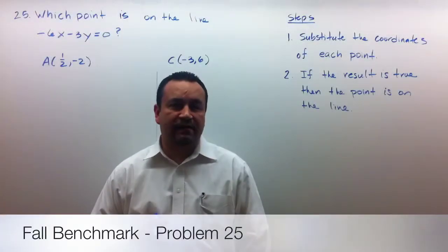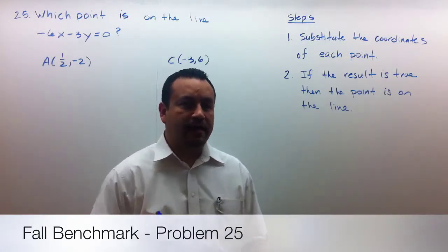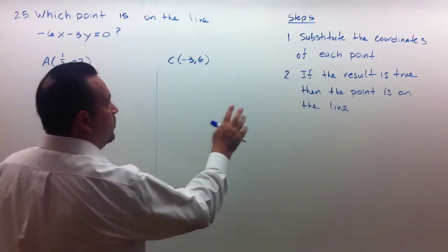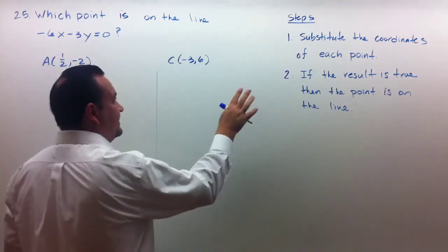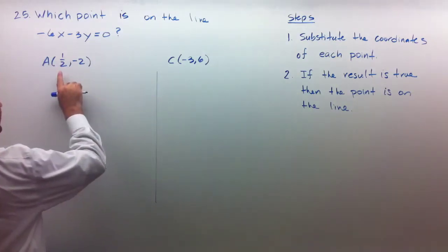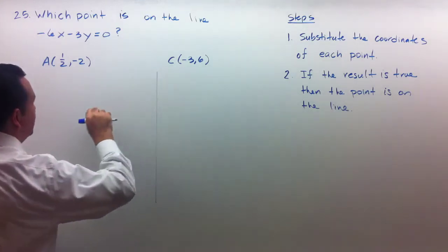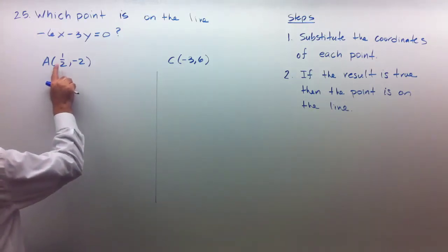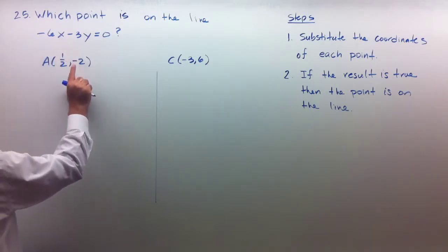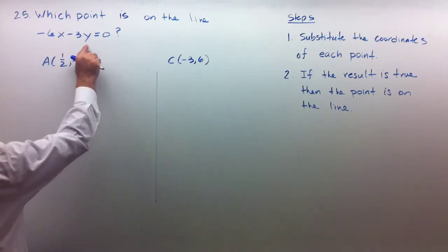In problem 25, I will determine if a point is on a line. Step 1 is to substitute the coordinates of each point. Here's point A, here's point C. So I'm going to take this x value and substitute it for this variable, and I'm going to take this y value and substitute it for this variable.